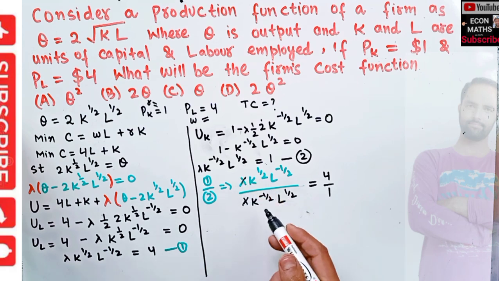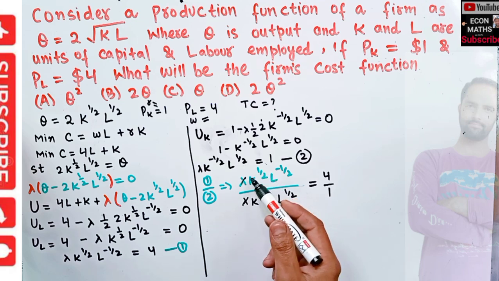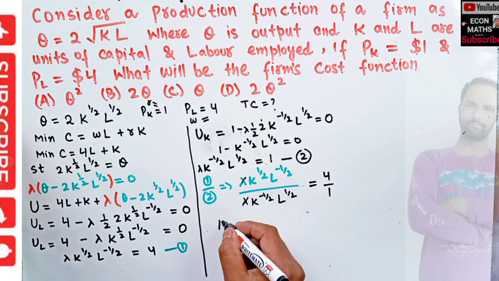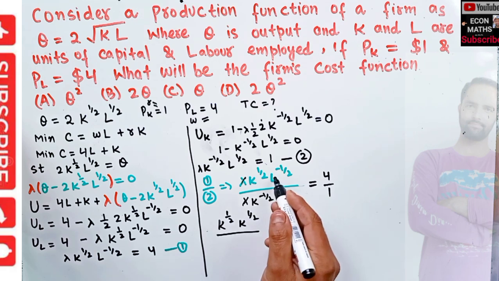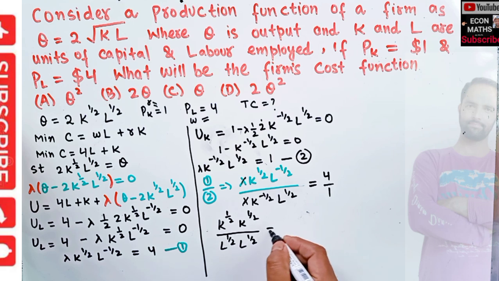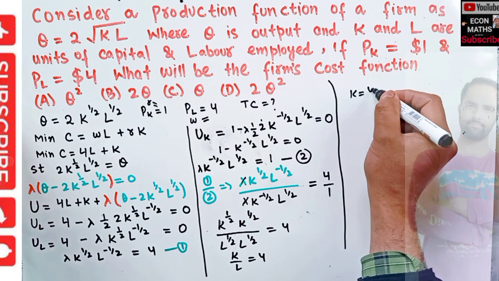Lambda gets cancelled. Transposing this k to the power minus 1 upon 2 to the numerator, the exponent sign will get changed and it will get multiplied because we have the same bases here. So we have k to the power 1 upon 2 times k to the power 1 upon 2 in the numerator. Similarly, transpose this to the denominator, so we have L to the power 1 upon 2, L to the power minus 1 upon 2 will become plus 1 upon 2, should be equal to 4. So bases are same, we can add up the exponents. It adds up to k upon L is equal to 4, which implies k is equal to 4L.